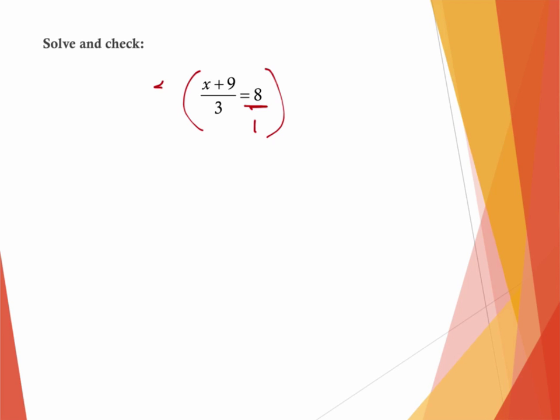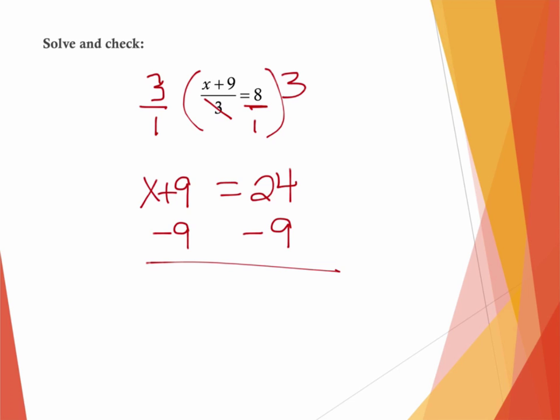So I'm going to multiply everything by 3 over 1. So this 3 cancels. 3 times 8 is 24. That's equal to x plus 9. Subtract the 9 from both sides. X is equal to a positive 15.